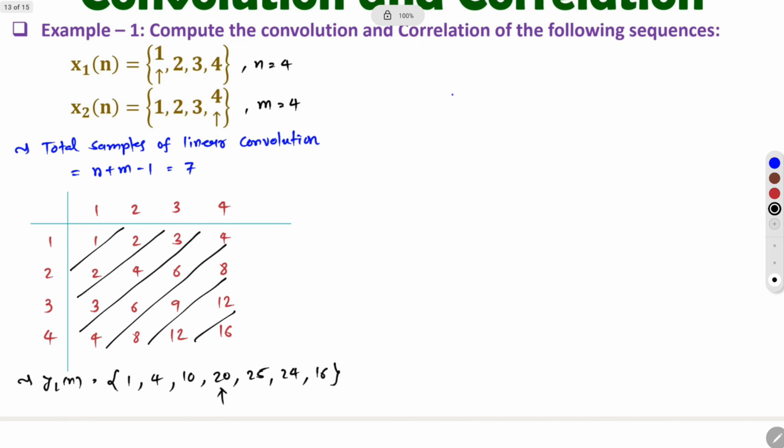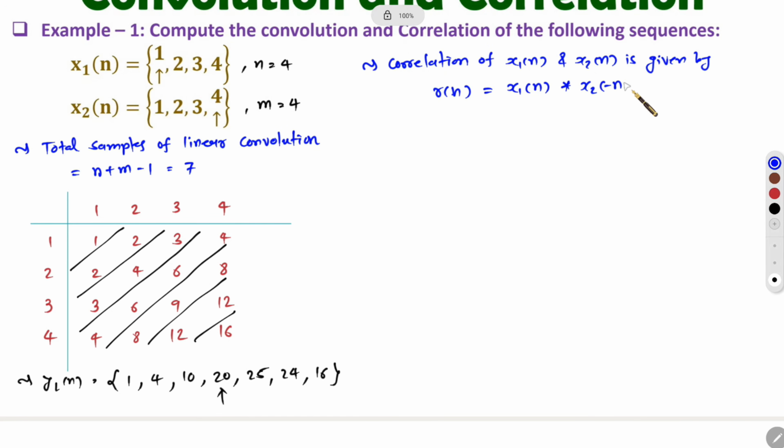Now, the second problem is to understand the correlation calculation. So one should know what correlation is first. Correlation of x1 of n and x2 of n is given by r of n, and that will be the convolution of x1 of n with x2 of minus n. So correlation of these two sequences will be the convolution of x1 of n with the folded version of x2 of n. Right. So first of all, we need to note down x1 of n over here.